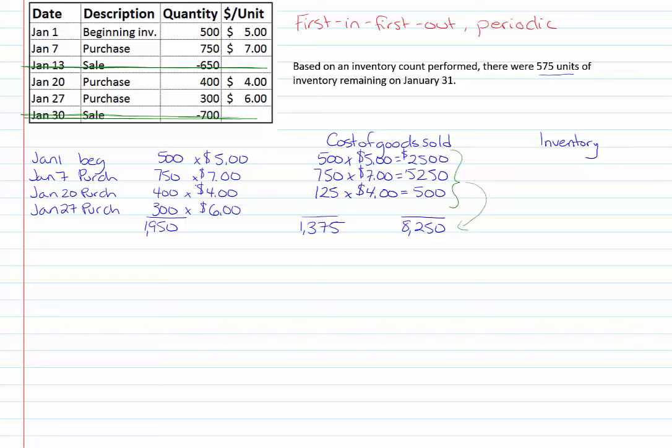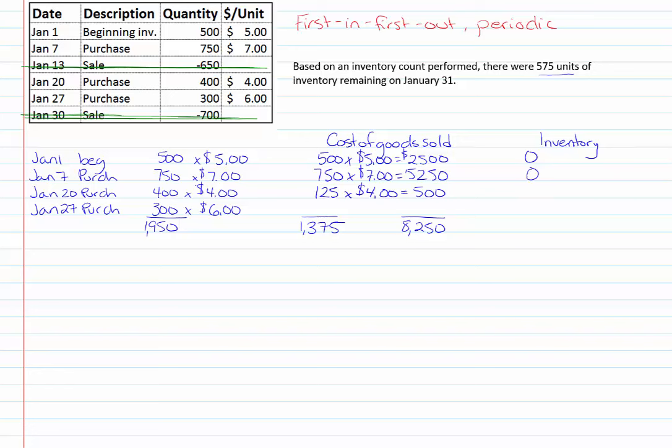Now I can go on and calculate what's left in my ending inventory. If I look at my beginning inventory, I've taken all of my 500 units and I've sold them, so there's nothing left in my ending inventory. If I look at my January 7th purchase of 750 units, that entire amount is going to my cost of goods sold, so I have nothing left in inventory.